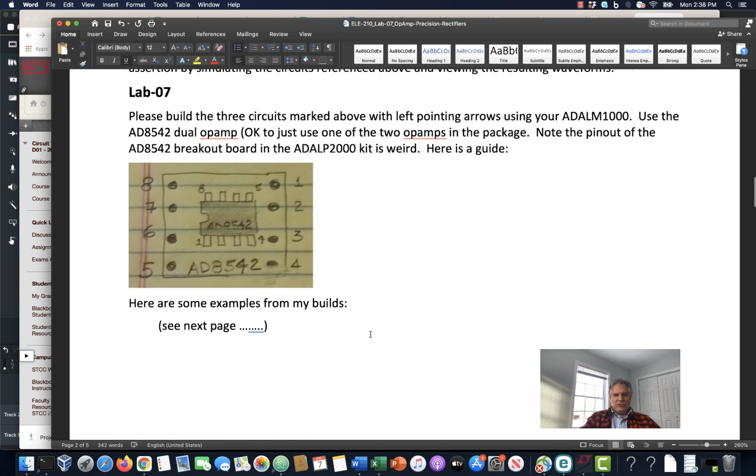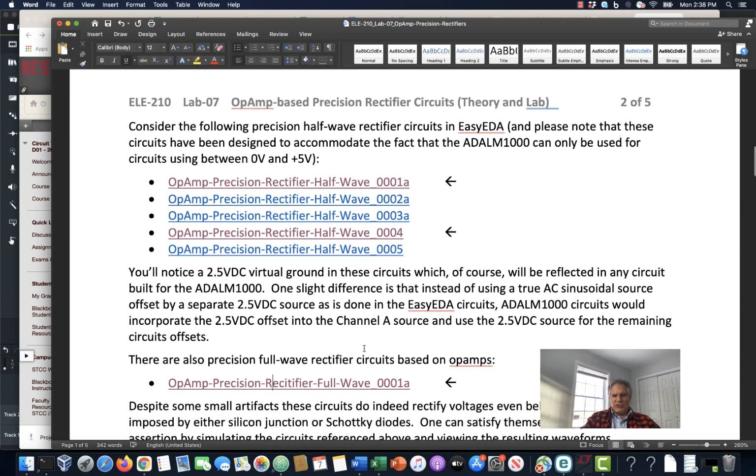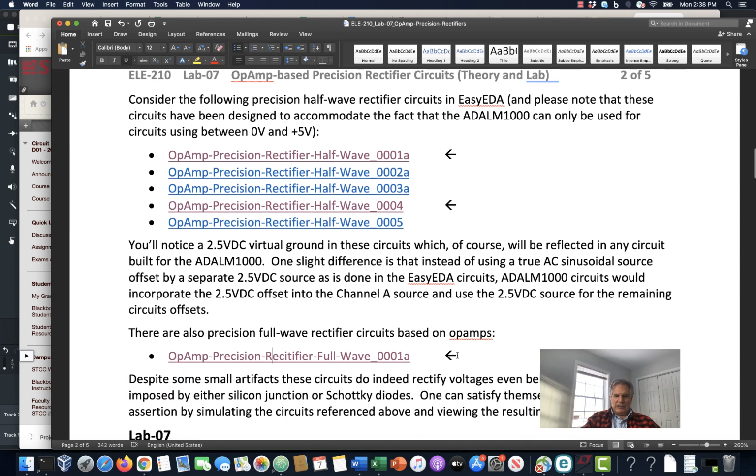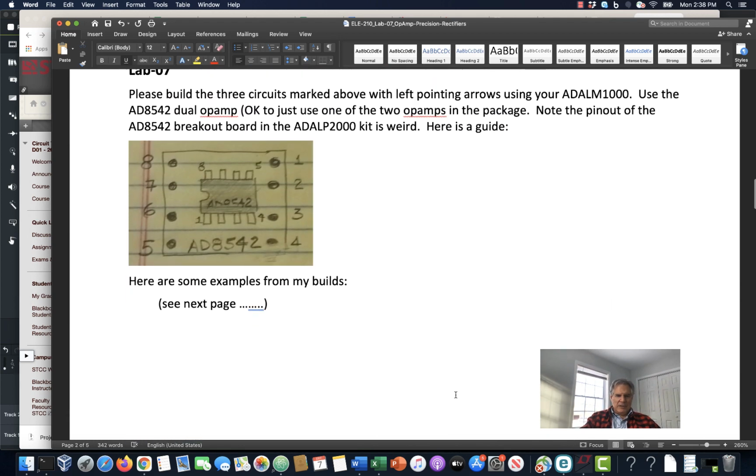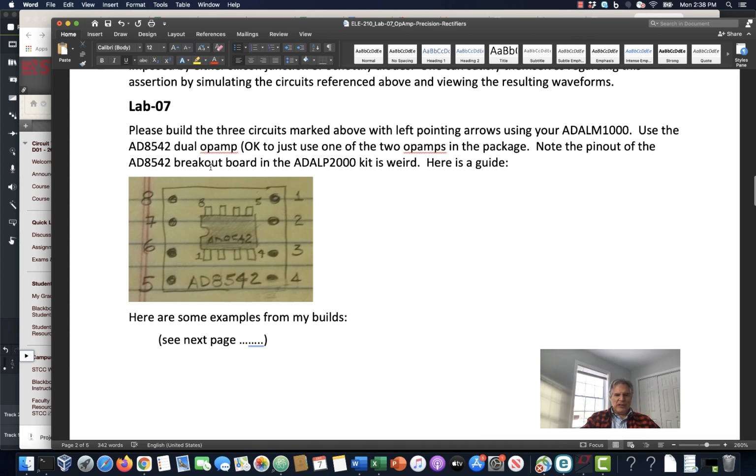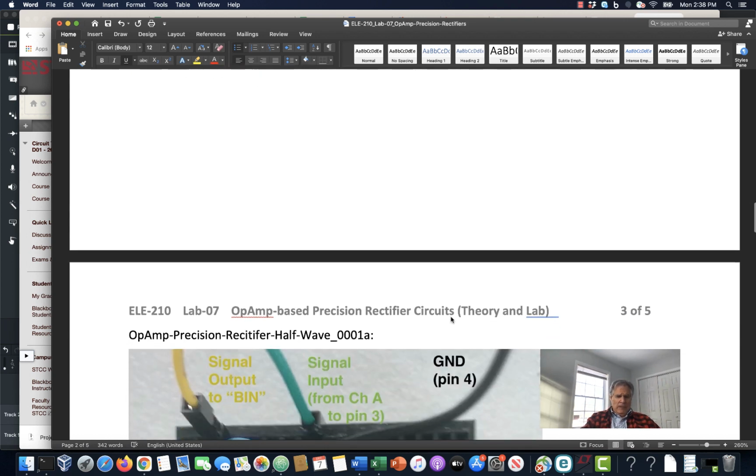So what I want you to do is to build each of these 3 circuits right here using the AD8542 dual op-amp. And it has 2 op-amps in the package. Again, it has the weird pin out, so you have to figure out where pin 1 really is.